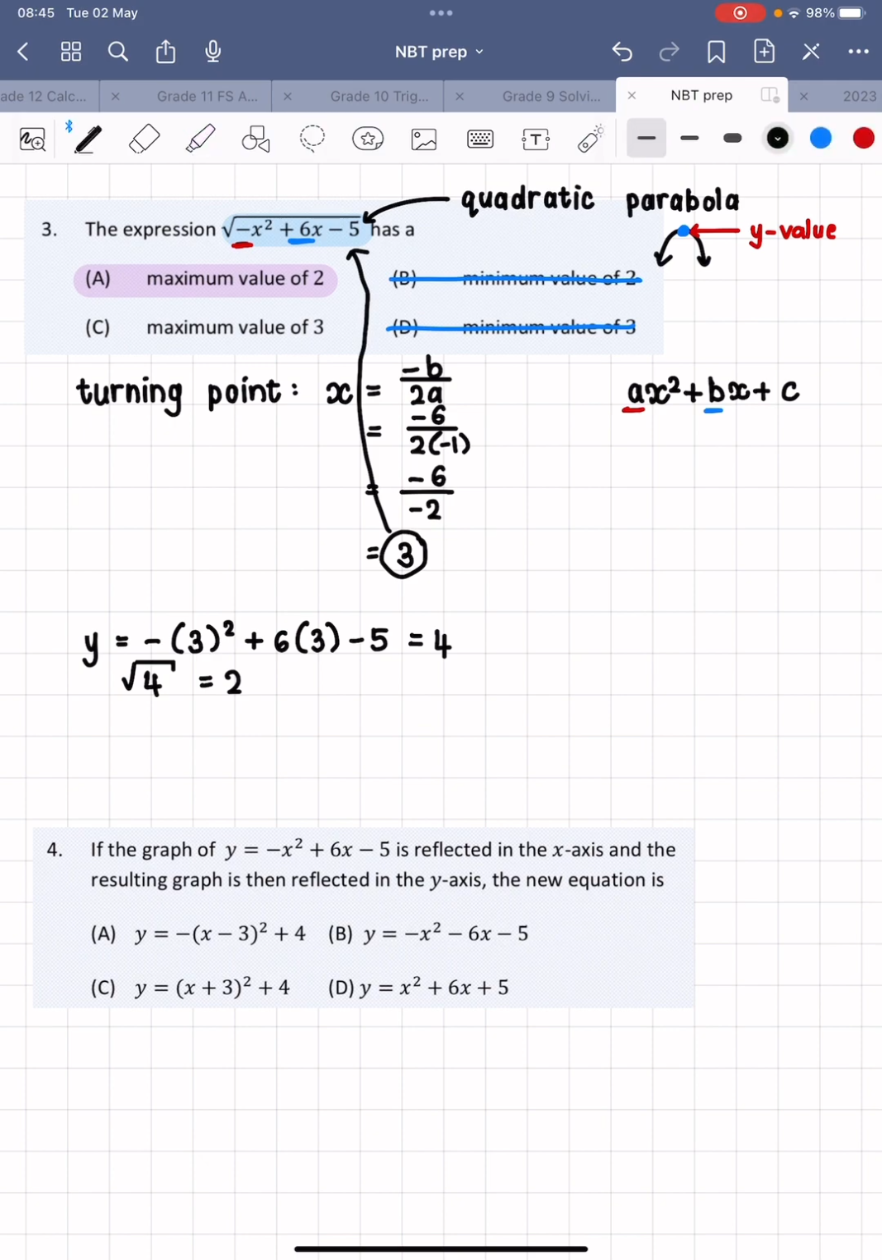Please remember, guys, that you have to be able to do this question without the use of a calculator. So something like this calculation, you need to be able to do in your head. And you need to recognize that this is a parabola.